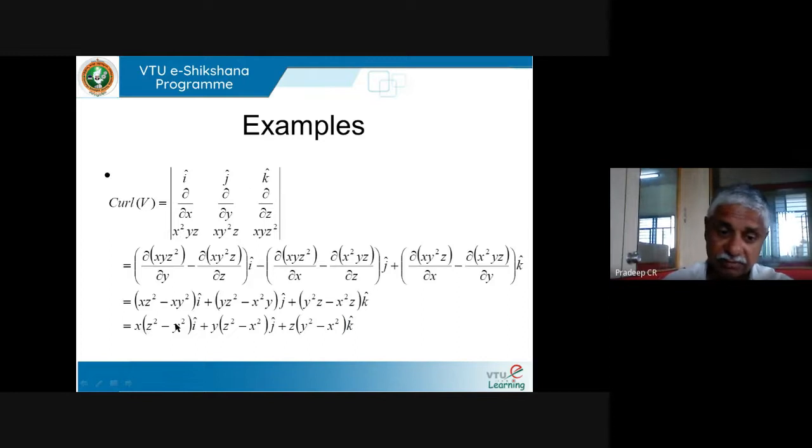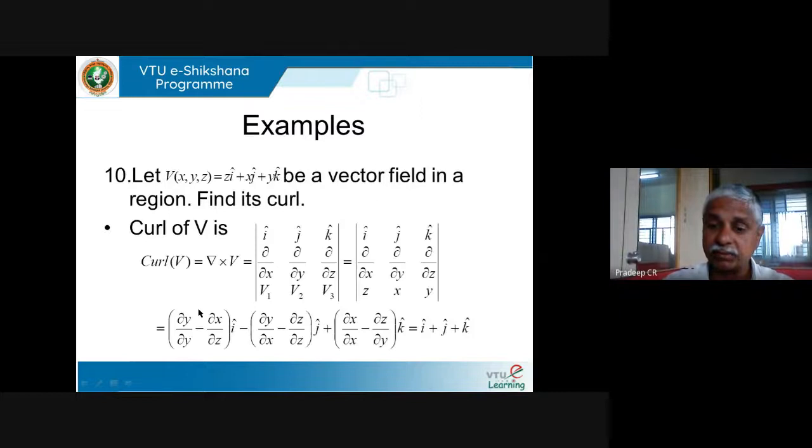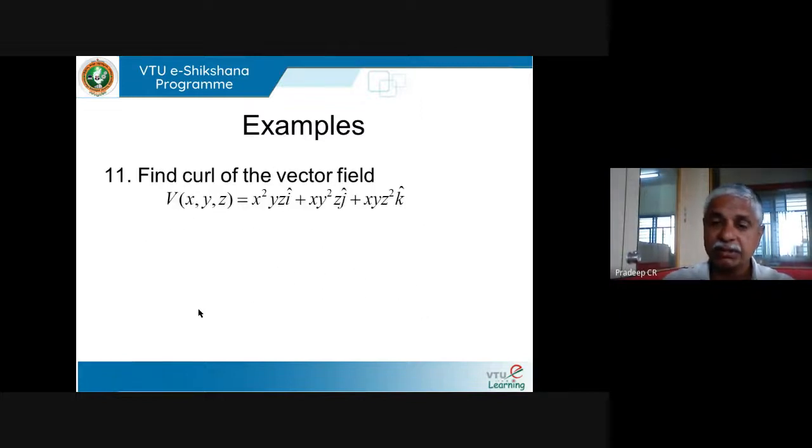x z square minus y square i cap plus y plus z square minus x square j cap plus z into y square minus x square k cap. It's quite beautiful, but yeah, it's a longish kind of thing. That's okay. So this is curl. Here you see it's not constant at different points. If you change x, y, z, you'll get different vectors at every point. So curl is dependent on the point. In the previous example, it was not dependent, it was just constant everywhere. So here it is not constant.